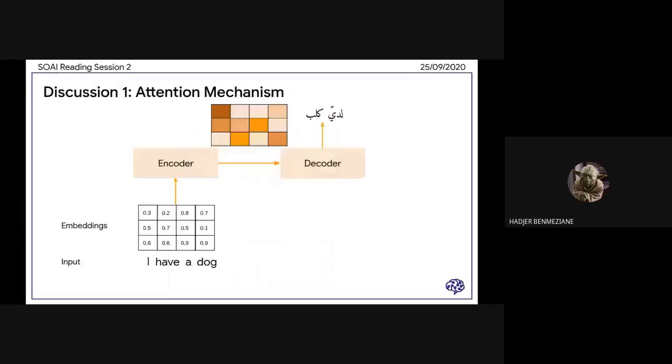Okay, tell me if you understand the attention mechanism, or do you have any questions or additional information?